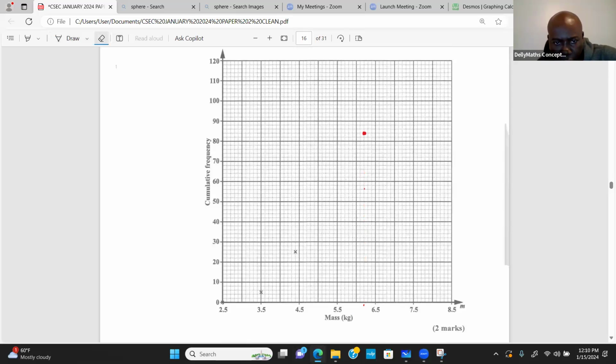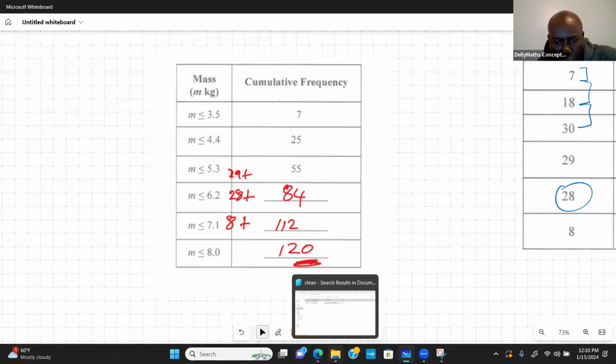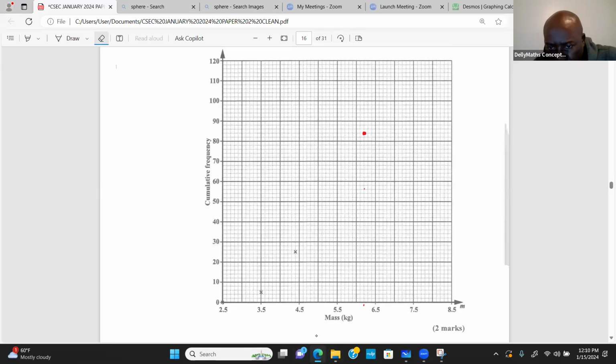All right, let's look at the other one. 7.1 to 112. 7.1, this is 7. This is 0.1 here going up, and we're going to go to 112. This is 110, 112 is right here. And then the last one, it's 8 to 120. So 8 to 120, this is 8 right here, and 120 is right here at the top.